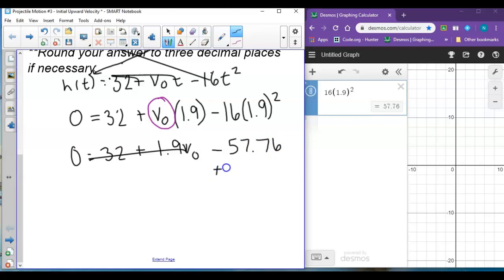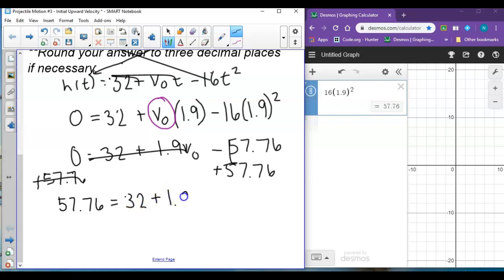Now I'm trying to get that v sub 0 by itself. So I could take that 57.76 and add it over to the other side. And so I will get 57.76 equals 32 plus 1.9 times v sub 0. There are some other ways you could solve it. You can move the 32 first. You could combine the 32 and the 57.76. So don't get too caught up on that.